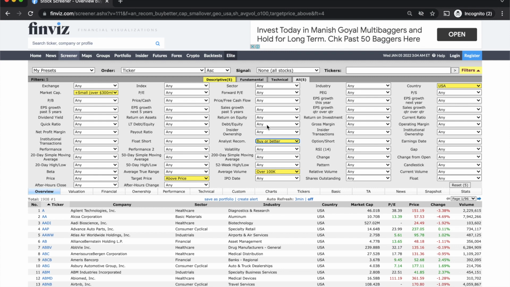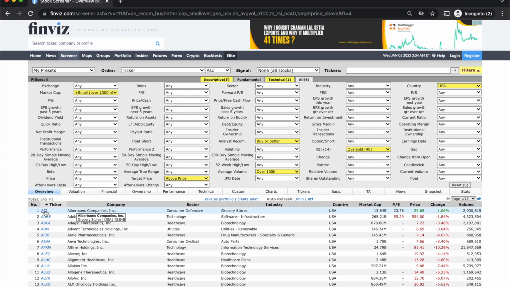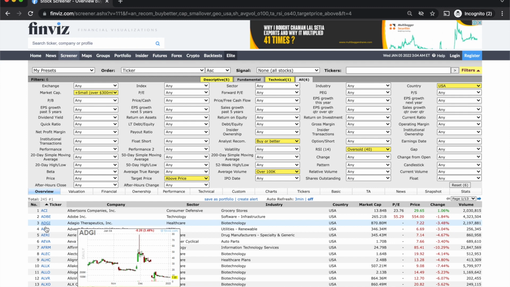Now let's go to the only technical setting that we're going to do, which is basically going to be the RSI setting, which is oversold 40. So what this setting basically does is it is going to show us stocks which are not trading at their highs. And I'll quickly show you a couple of charts here. If you hover, you can see the charts, and in those charts you're basically able to see that all these stocks are recently having a dip.